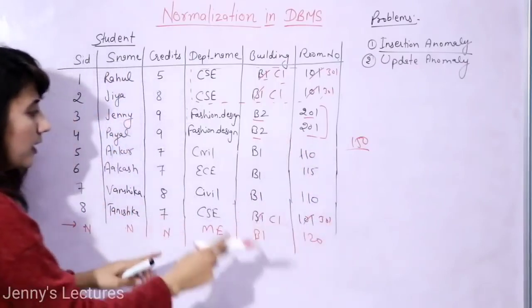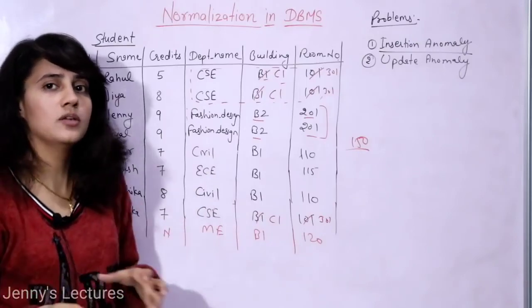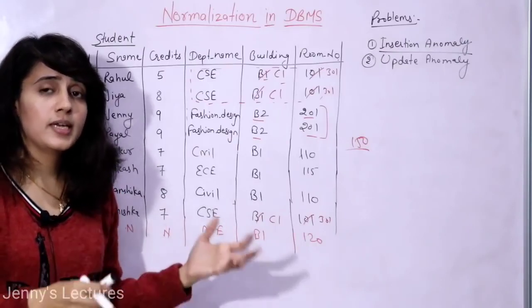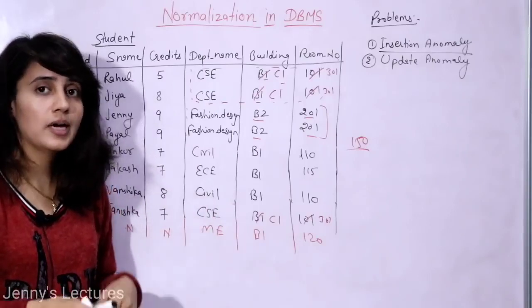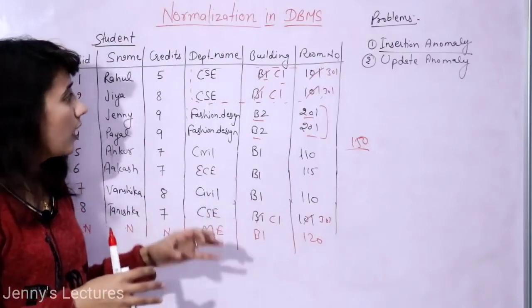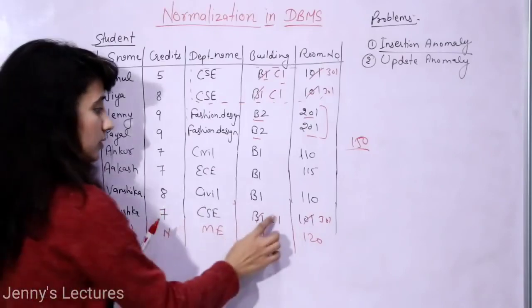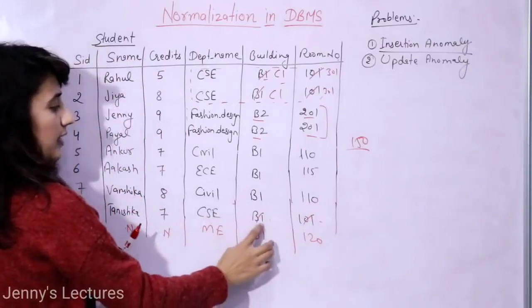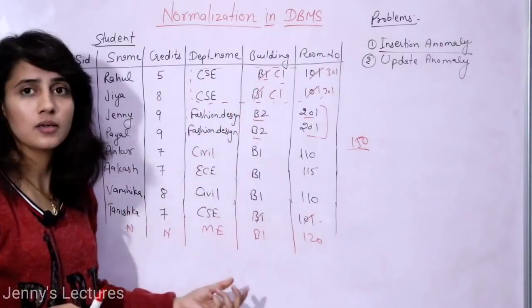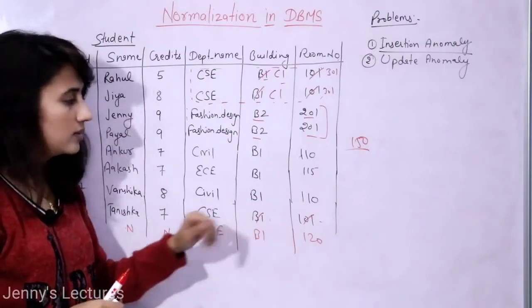In this table I have only 3 tuples having CSE information, but when you are actually designing a database for real world entities, you can have millions of records. In that case, it would be difficult to update each tuple. And suppose by chance we have updated 2 tuples and forgot to update this tuple. Here for CSE building is B1 and room number is 101, and here for CSE building is C1 and 301. Now which information is correct, we can't say, right? That leads to an inconsistency problem. Our data is now in an inconsistent state.